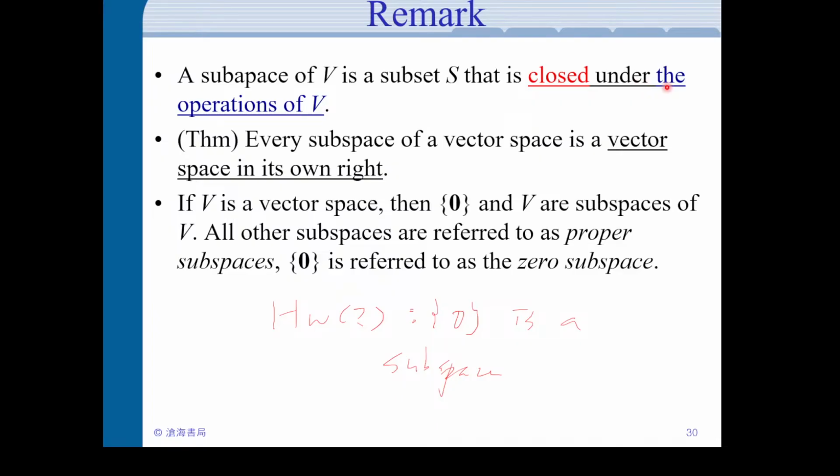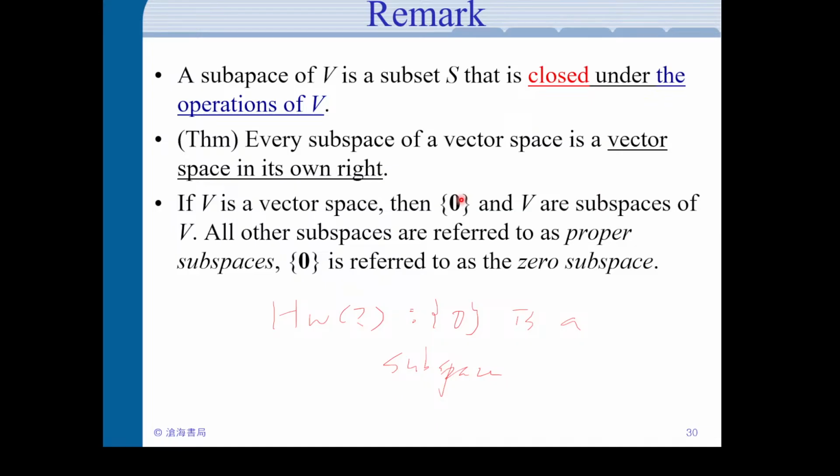A subspace is closed under the operations of V, as we said. For the theorem, we didn't write down a full proof, but the idea of the proof is that every subspace is a vector space. There are two subspaces that are special, because every vector space has those two subspaces. First one is the zero subspace, where you only have a zero vector, and whatever you do to it, it still goes back to the zero vector. It's quite boring, but it's a subspace.